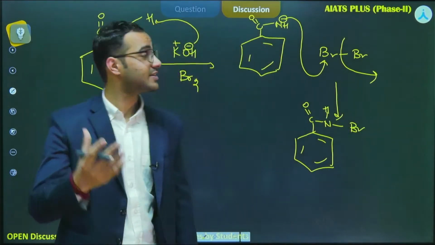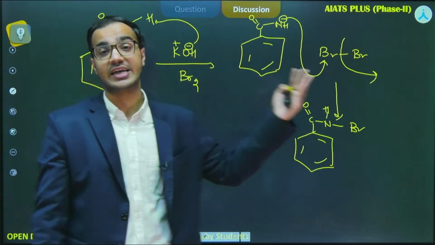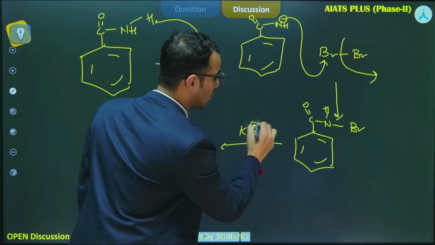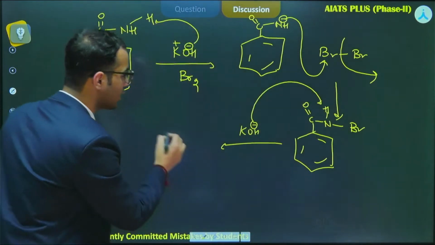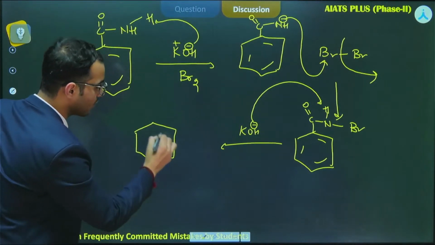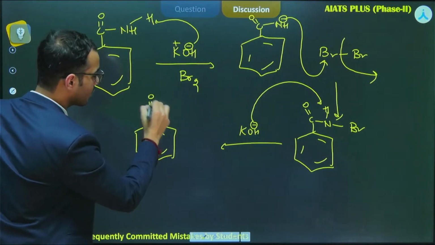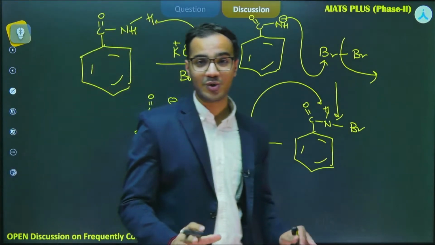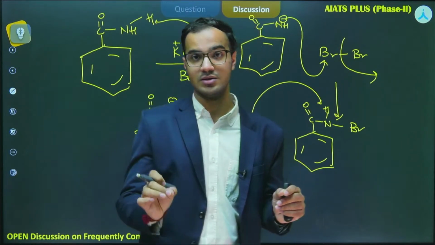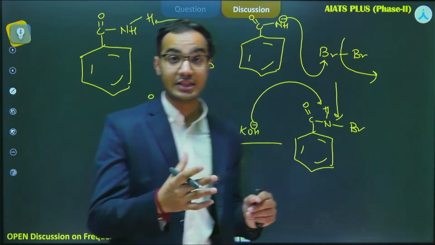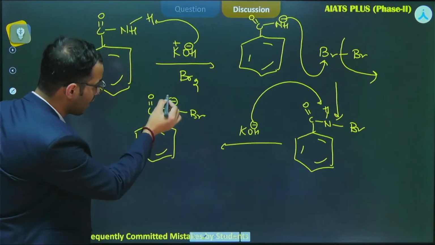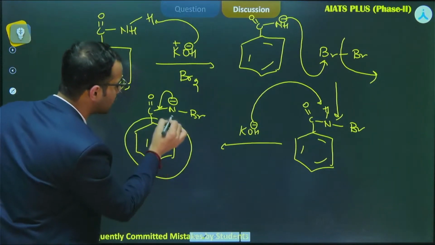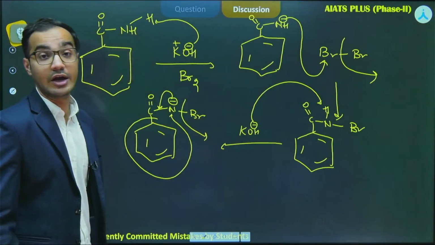And again, since KOH is in excess, this OH will again abstract this proton. You will be getting N minus Br. And now the main step occurs, the rearrangement step. In this part, this negative charge will go to this position, and the phenyl ring will migrate to this, removing the bromine.